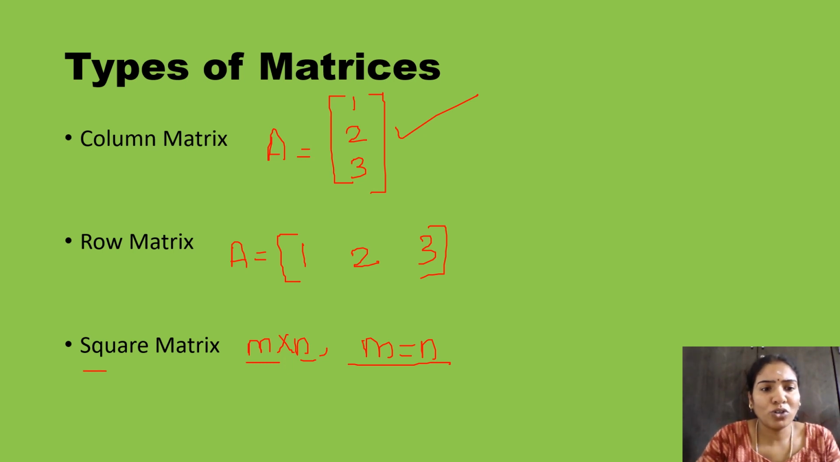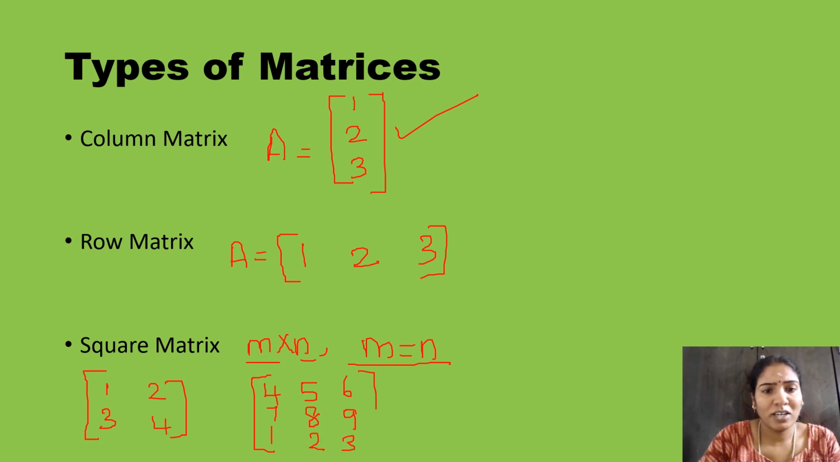Now I am taking a 2 cross 2 matrix: 1, 2, 3, 4. It has 2 rows and 2 columns. And I am going to take a 3 cross 3 matrix: 4, 5, 6, 7, 8, 9, 1, 2, 3. It has 3 rows and 3 columns. So I can say these both are square matrices. This matrix is 2 cross 2 and this matrix is 3 cross 3. Both the number of rows and the number of columns are equal, and it looks like a square too. So this is how it's a square matrix.